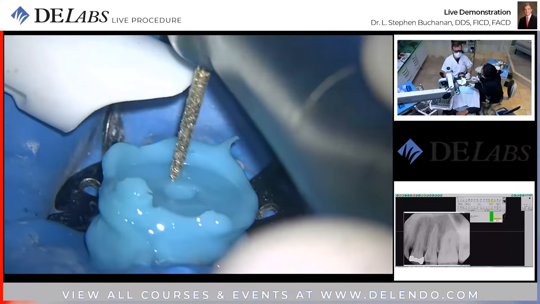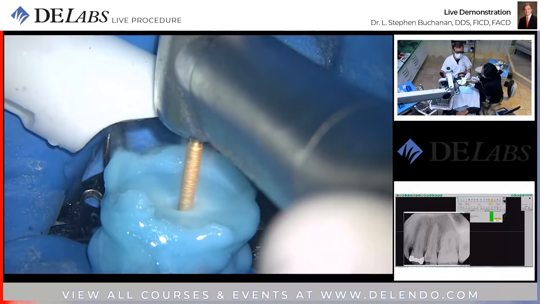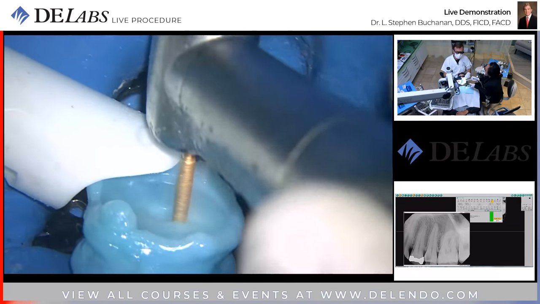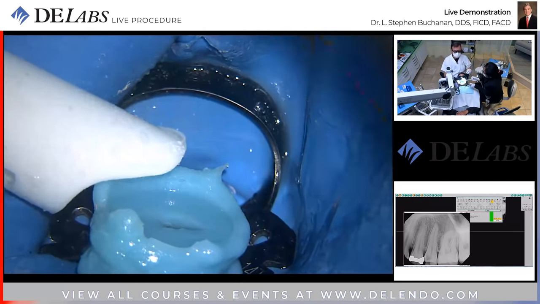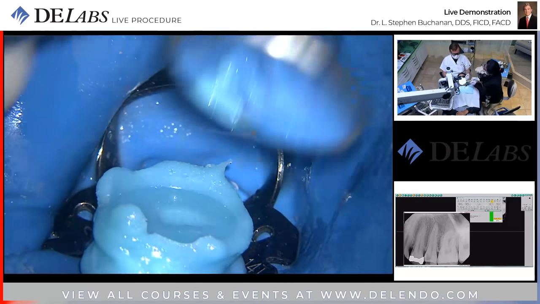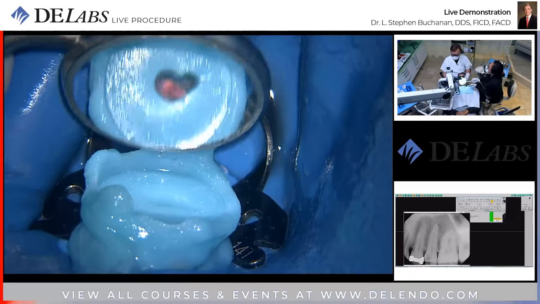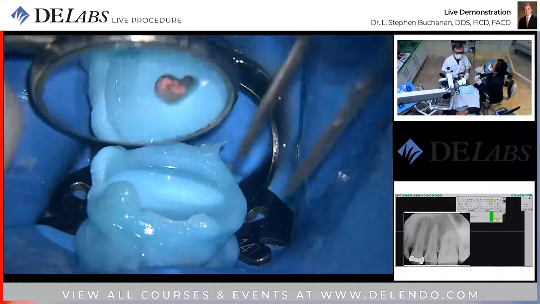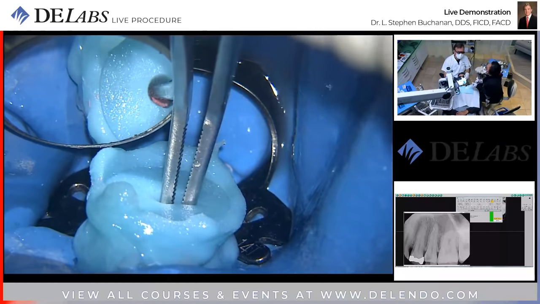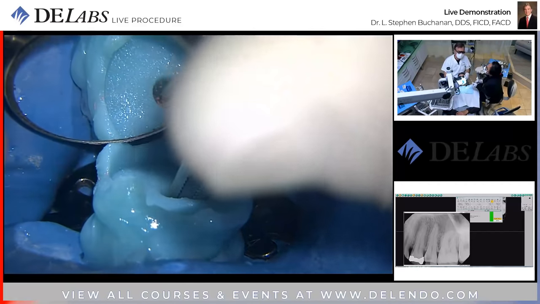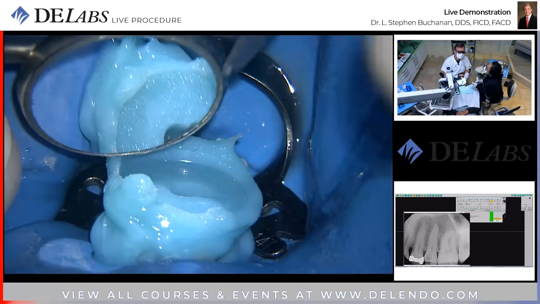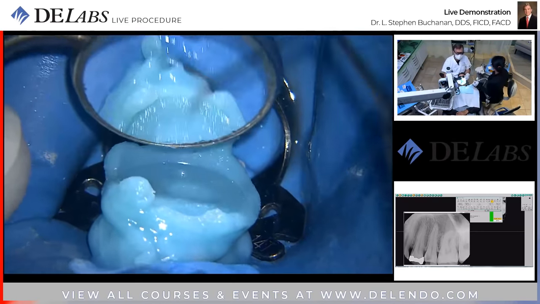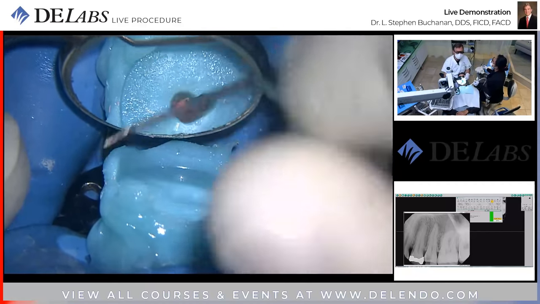Okay, here's my gutta percha. I'm going to drop it in the cavity. I'm going to be more on the distal wall because that's the one that's still present. I don't want to overcut on the mesial and lose my seal. Let's see if I can get those little guys out. Here's an angled explorer that really spears this stuff sometimes. Here we go.